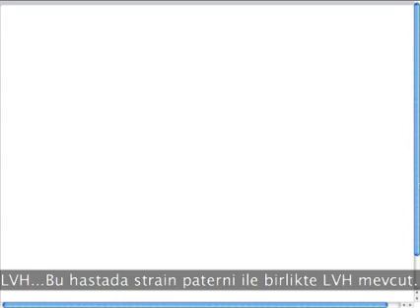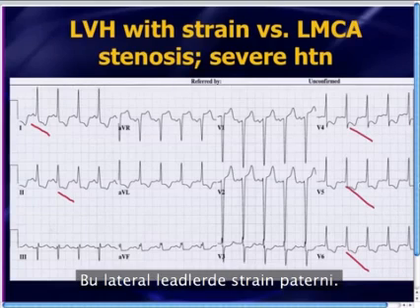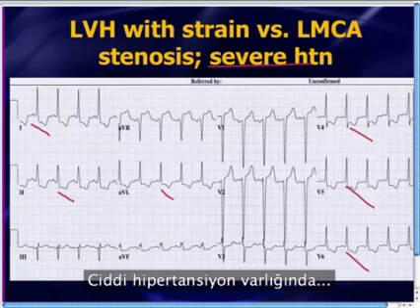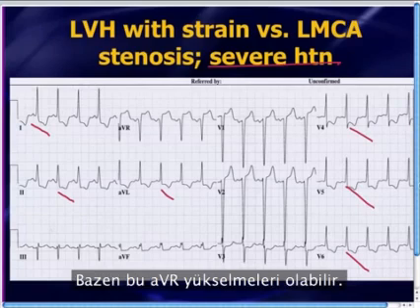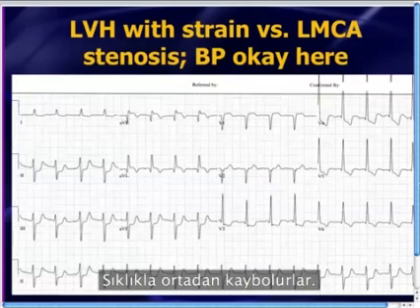Okay. So LVH, this patient's got LVH with strain. There's ST segment sagging. It's kind of slanted downwards. That's a strain pattern in those lateral leads. And in the presence of severe hypertension, they can sometimes develop that aVR finding. So get the blood pressure down and repeat the 12 lead and see what it looks like afterwards. And oftentimes it'll go away.